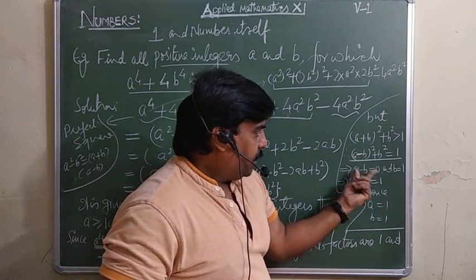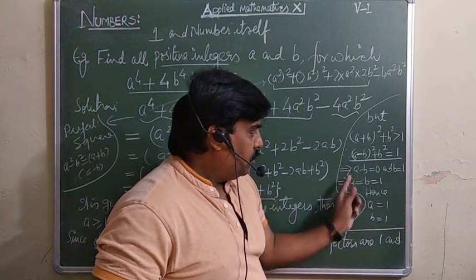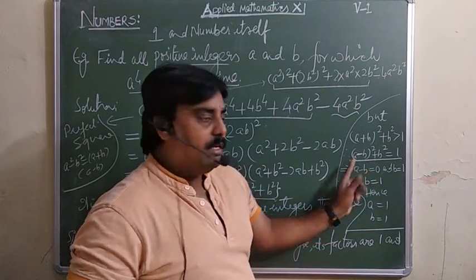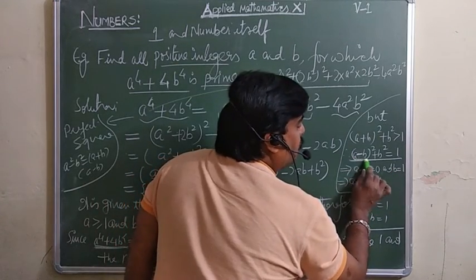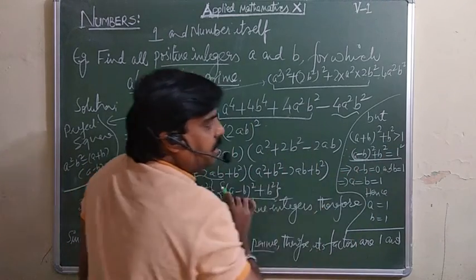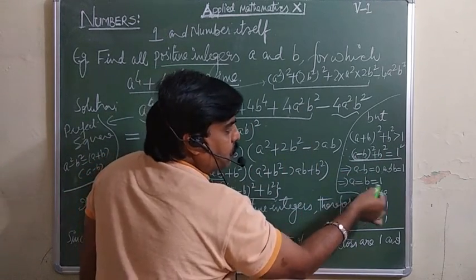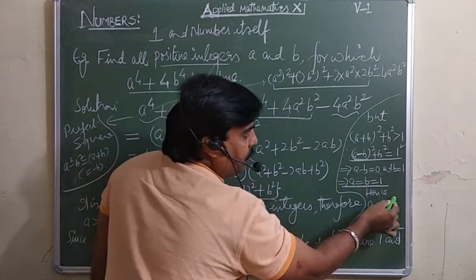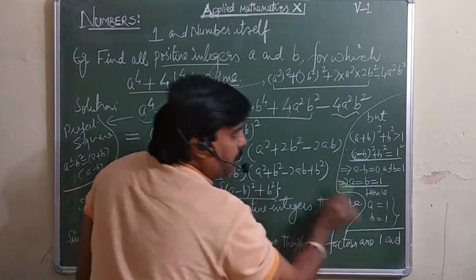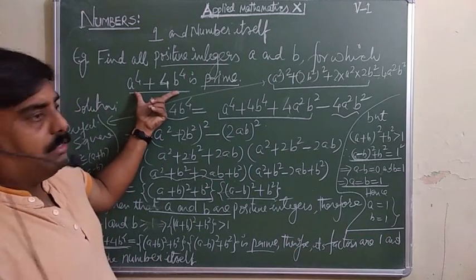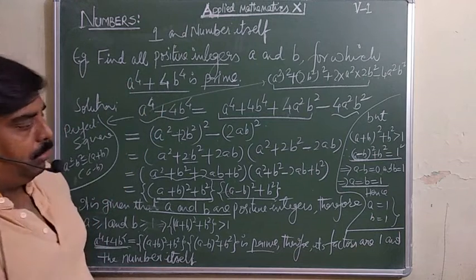So when a − b will be 0, then a is equal to b, meaning whatever is b, that should be a. See, a − b is 0 when a and b are equal, and b should be equal to 1. It means a should also be equal to 1. So we are getting a = b = 1. So the value of a is 1 and b is 1. So for a = 1 and b = 1, for these two positive integers, this will be the prime number only. Have a look.